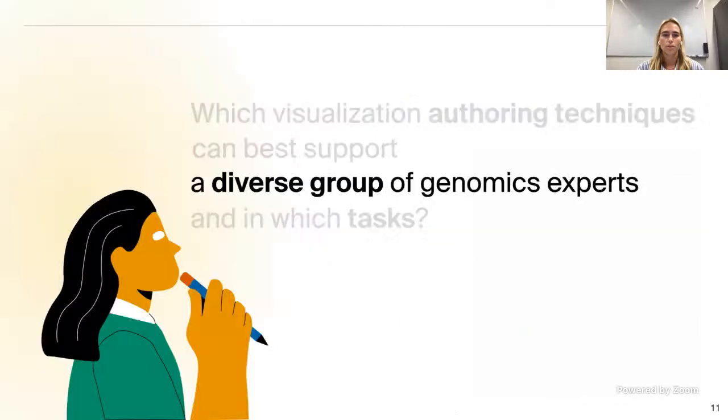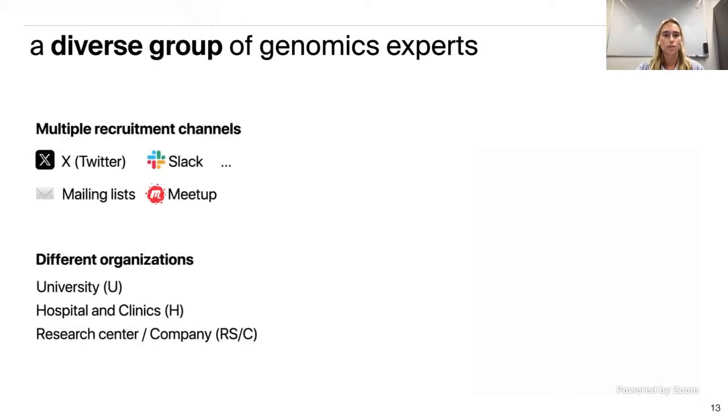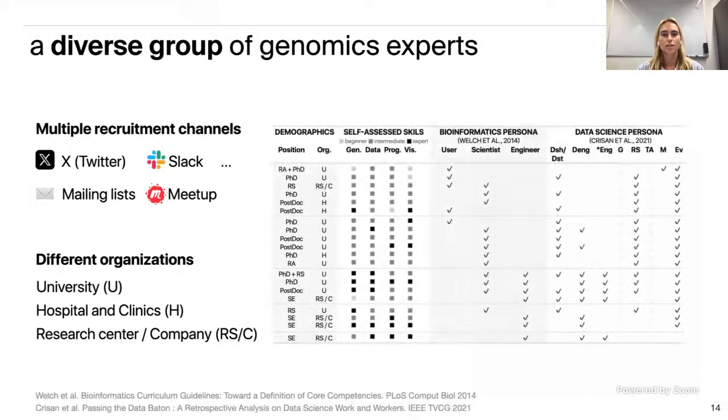So first, about the diverse group. From previous studies, we know that user and contextual characteristics actually impact the type of tooling that people need. So therefore, we wanted to reach a diverse group of experts. We used multiple channels for this to reach people from different types of organizations. And it turns out that these experts have very broad backgrounds and skill sets in programming, data manipulation, and visualization. And to understand this diversity a little bit better, we also mapped these participants to existing personas in bioinformatics and data science based on our insights of study 1.